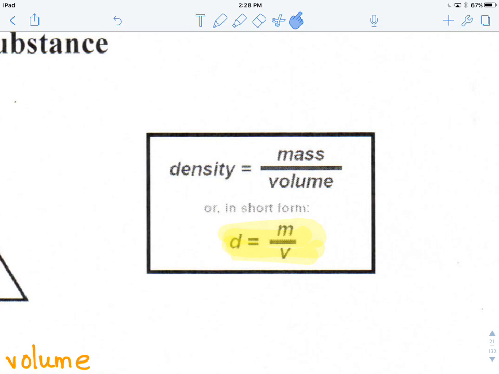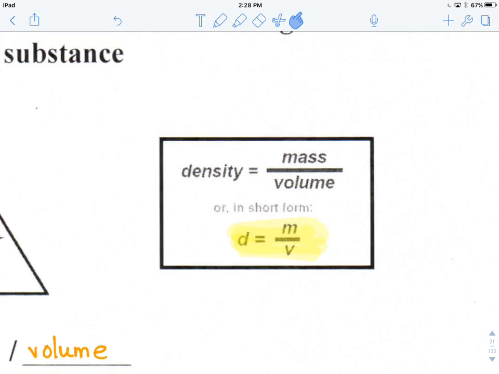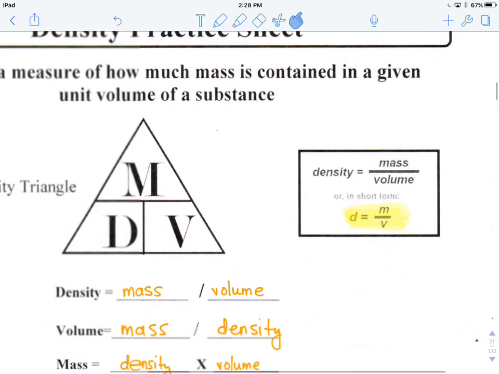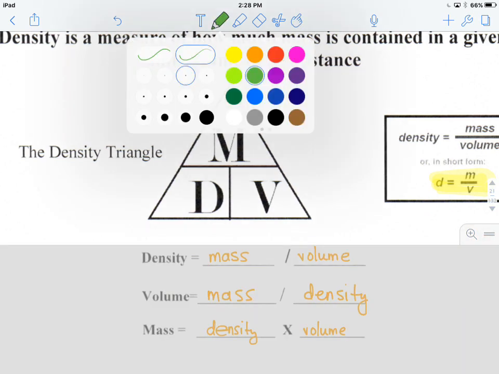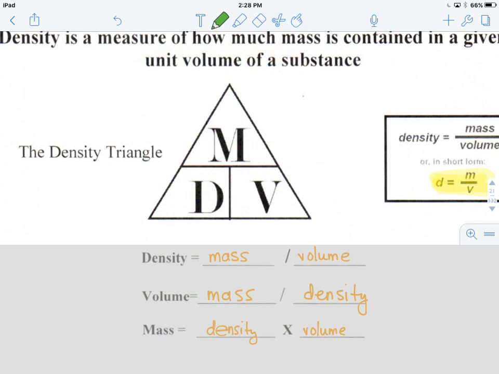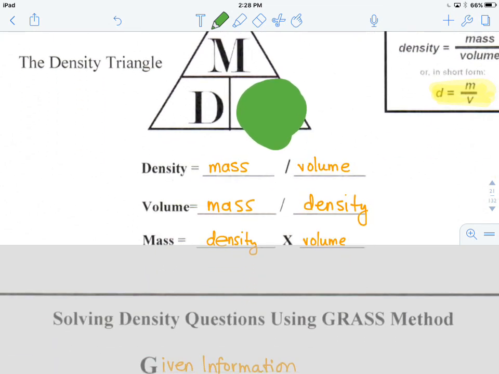This is one of those things that you need to remember as we go through this unit. Now, to help your memory, we have this density triangle right here, and it can help you when you're answering these problems. So, for example, let's say the problem asks you to find volume. The way this works is you cover up volume with your finger, volume equals, and then you've got M on top of D, so that's mass over density. And you can see from this formula that it is the correct formula. Volume is equal to mass over density.